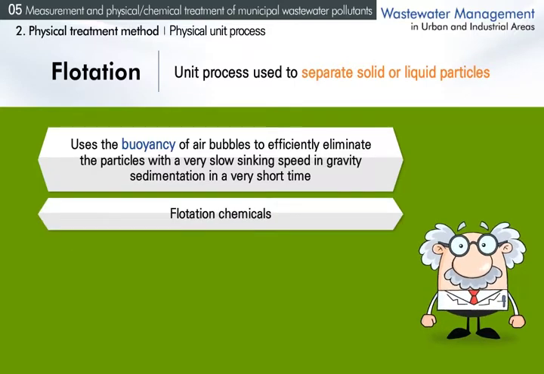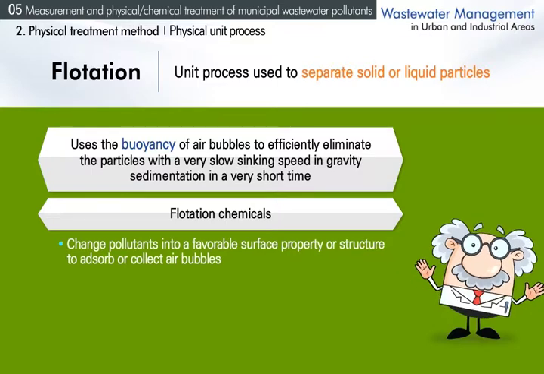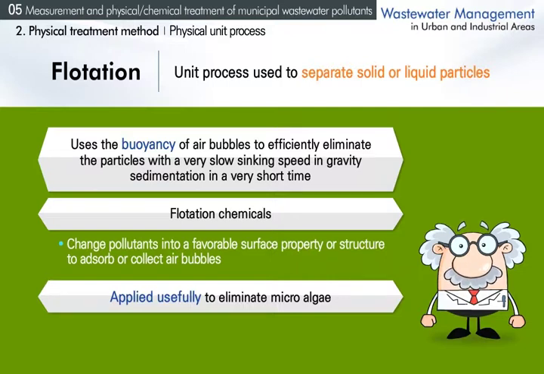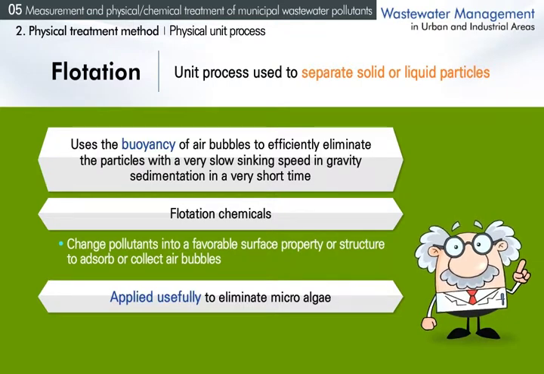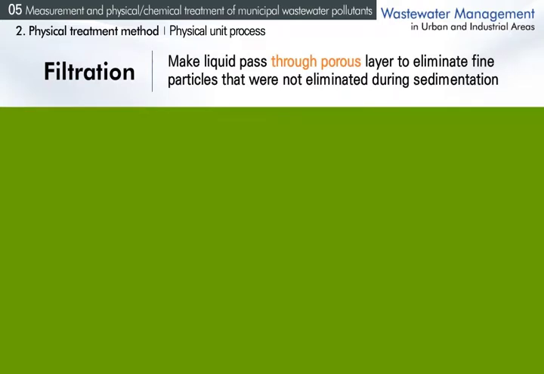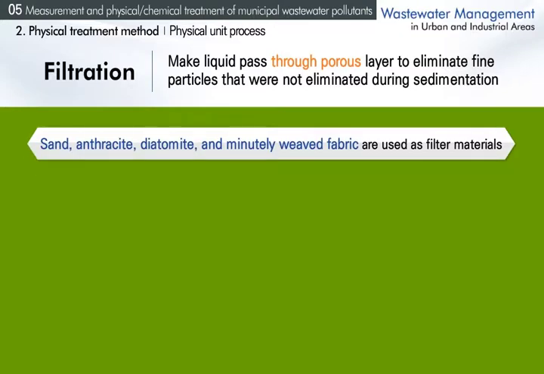It also uses chemicals together to help this, which change pollutants into a favorable surface property or structure to adsorb or collect air bubbles. Flotation method is applied usually to eliminate recent algal bloom or microalgae in lakes or ponds. Seventh, filtration is a process of eliminating fine particles that are not eliminated during sedimentation after making them pass through porous layer. For porous filter, materials such as sand, anthracite, diatomite, and minutely weaved fabric are used.